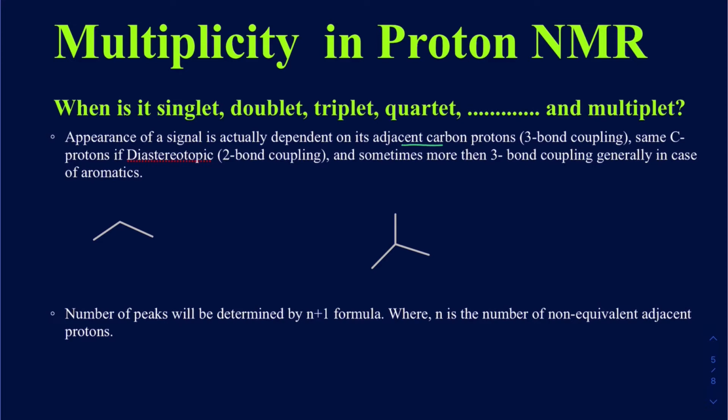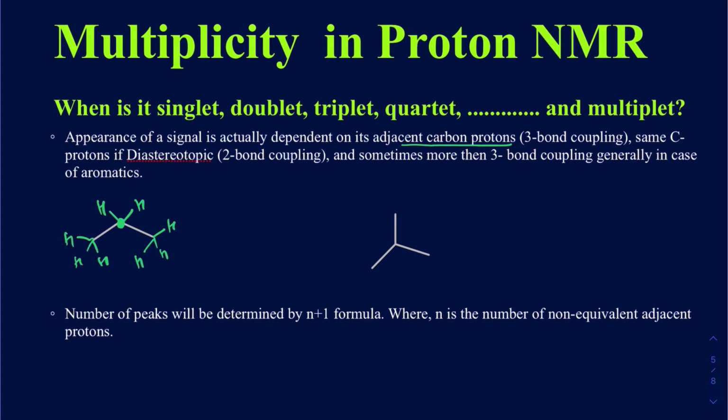How many protons you have on the adjacent carbon will tell you how many peaks you're going to see in a given signal. So if I'm focusing on, suppose, this carbon right there, and I have two protons here, how the signal of these two protons will show up is actually dependent on the adjacent protons. The adjacent protons would be, I have three here, and I have three here.